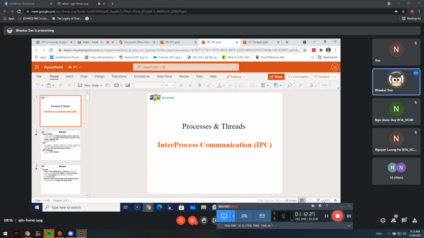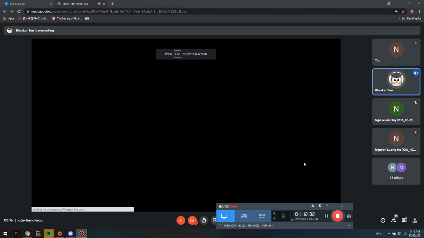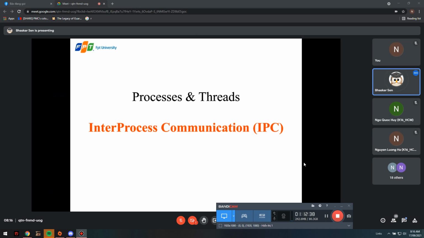IPC. Why do we need it? The processes need it because, as the name suggests, it is two processes communicating with each other, or multiple processes communicating with each other. They need it just to stay safe, not to run into a conflict, as they keep executing on the RAM and constantly sharing resources between them. So that is the reason behind IPC.